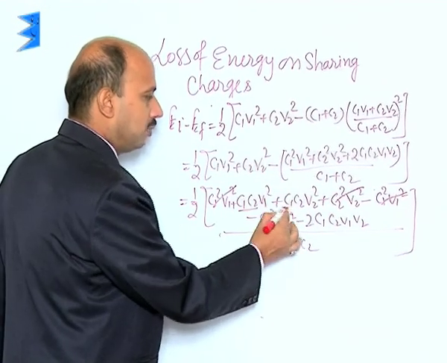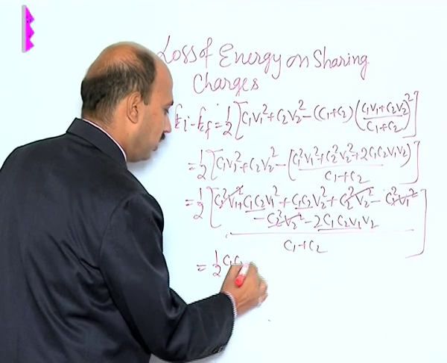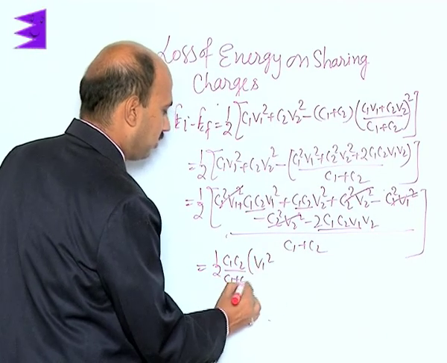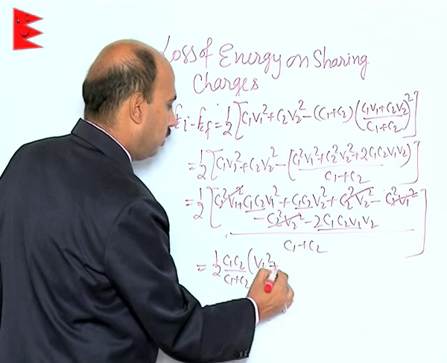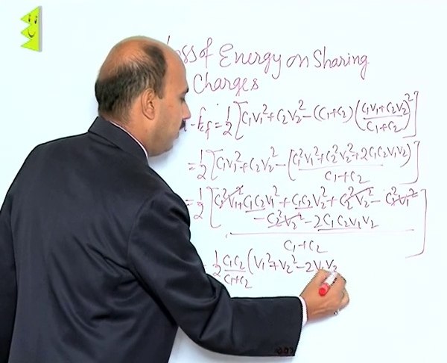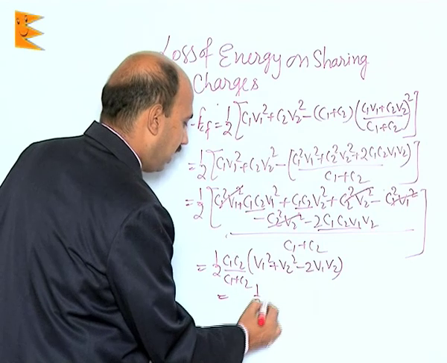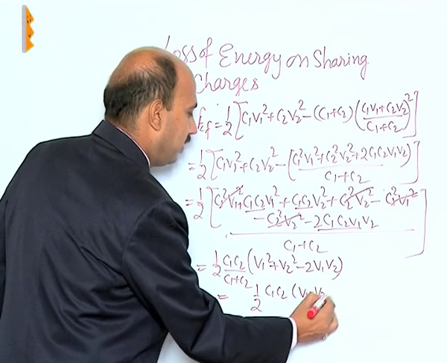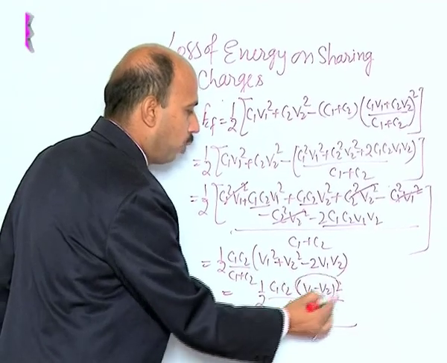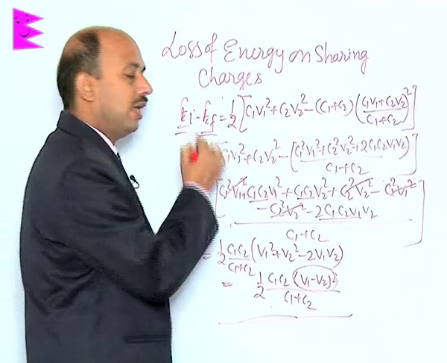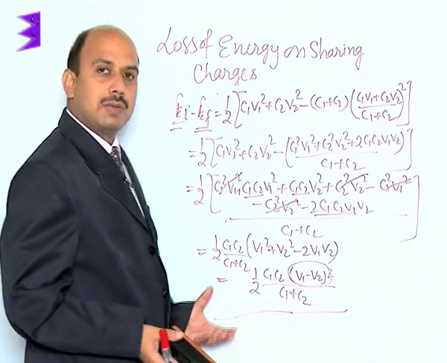So, we will be getting this term and this term, where we can take common C1 C2. So, we can write half C1 C2 over C1 plus C2, into V1 square plus V2 square minus twice of V1 V2. So, this is the loss of energy. We can also simplify it as half C1 C2 V1 minus V2 whole square upon C1 plus C2. Now, we can see in this step that this value is positive, obviously EI is greater than EF. So, during the sharing of charges, loss of energy takes place, and this loss of energy can be calculated by this formula.